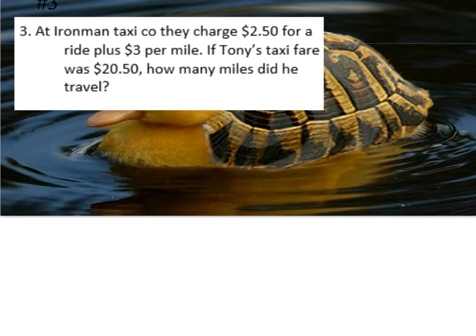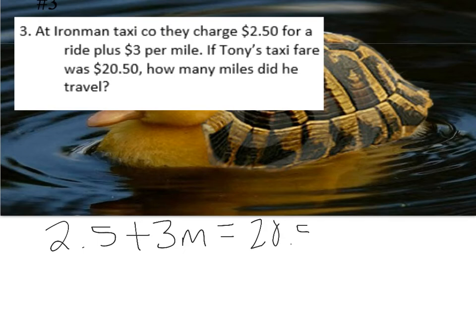There's a lot of ways to solve this. I am going to set it up in an equation. So, see if you guys kind of follow along. So it's $2.50 for a ride. So that's just going to be no matter what, you have to pay $2.50 plus $3 per mile. We don't know how many miles you're going to drive, so we're going to call it 3 times the number of miles, which is m. But we know that its fare equaled $20.50.